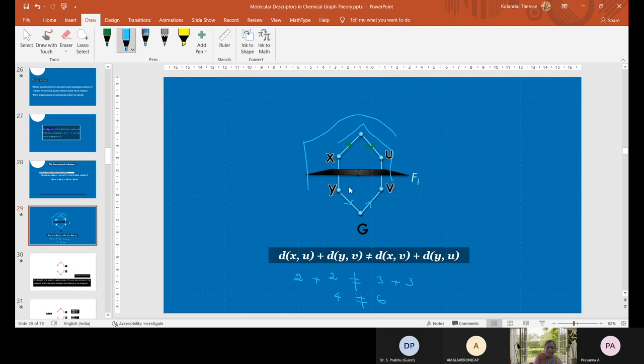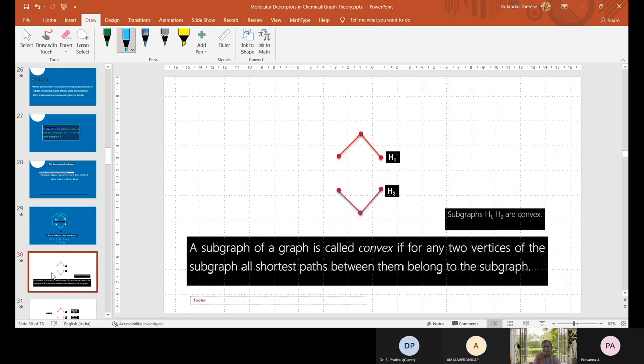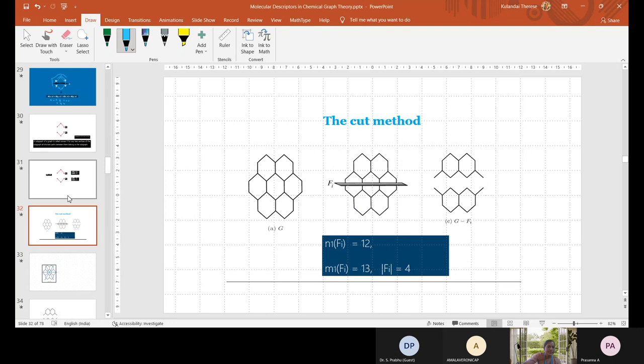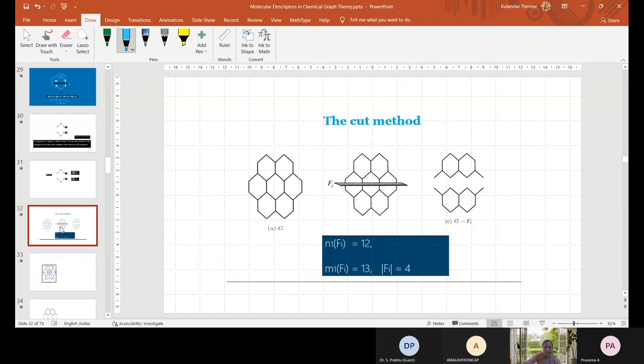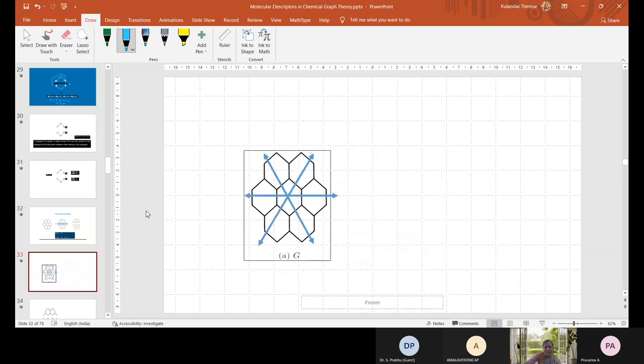After removing this cut, you can get this type of graphs, H1 and H2. One more example. Therefore, this is G. If you remove this cut, this is split into two components. Here, this is one type of cut. Likewise, we can give 6 cuts.